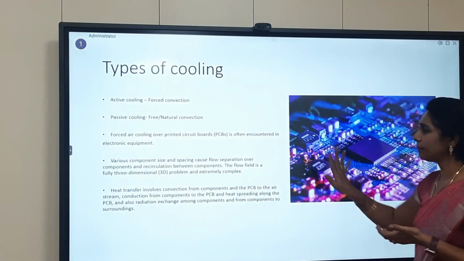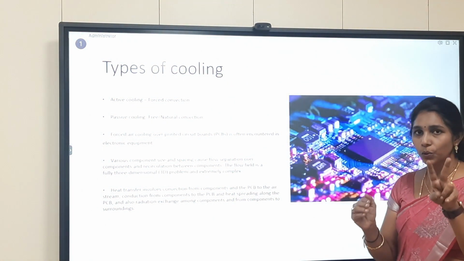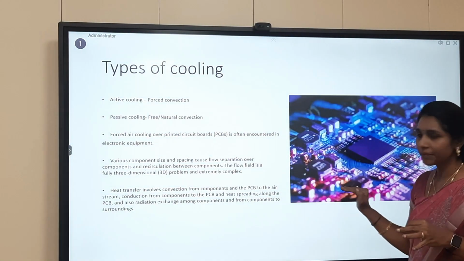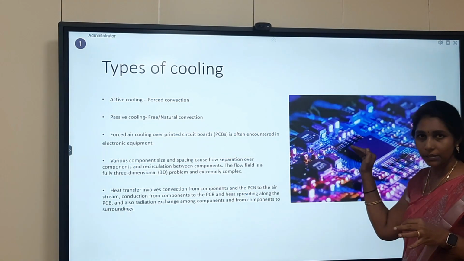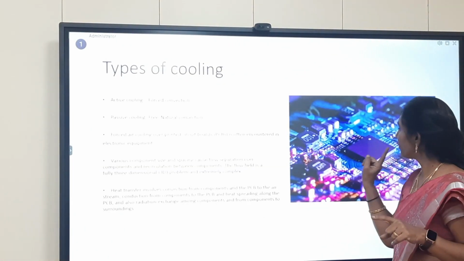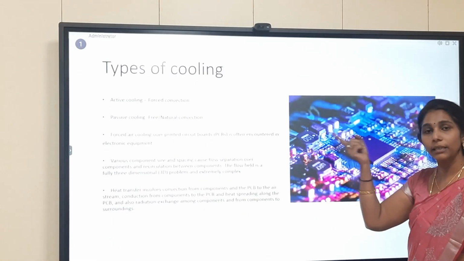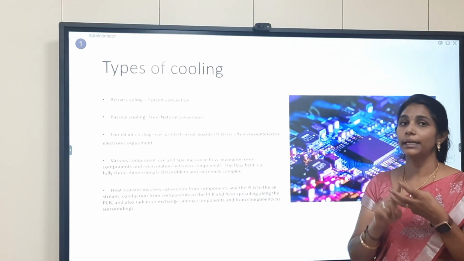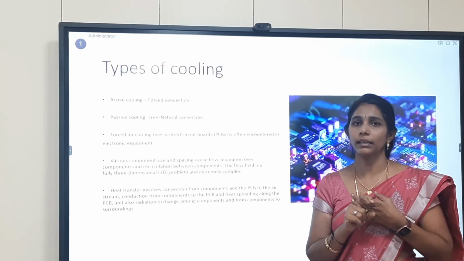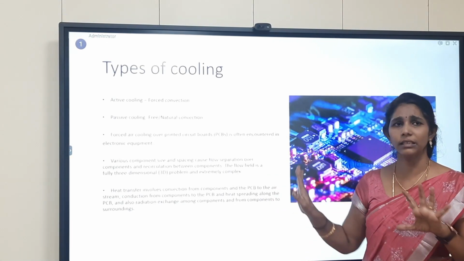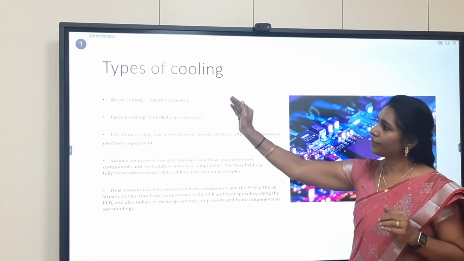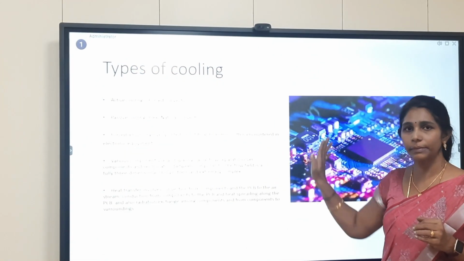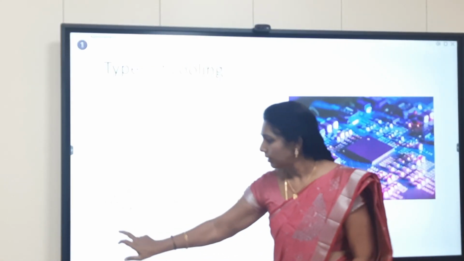When we consider a simple PCB, there are in fact 3 components. One is heat transfer from the base of the component to the PCB, that is by conduction, from the PCB to the air, that is convection, and again from the component to the air by radiation. So these 3 processes are occurring. So these are the types of cooling. Why forced convection? Why natural convection? If it is forced convection, what are all the parameters that we are going to consider?